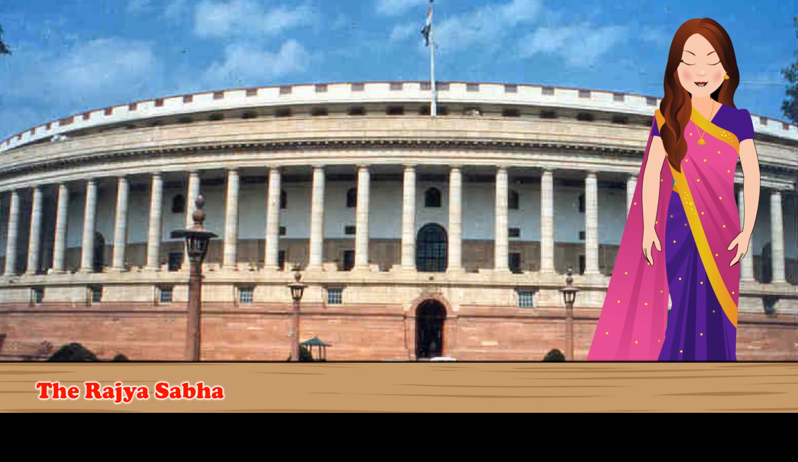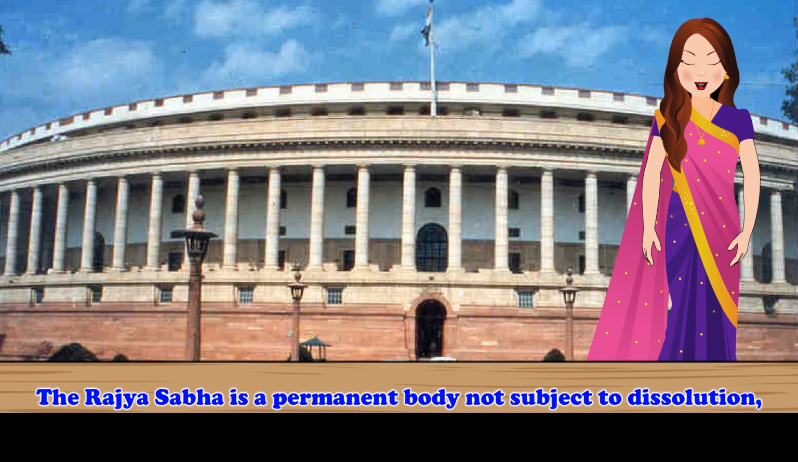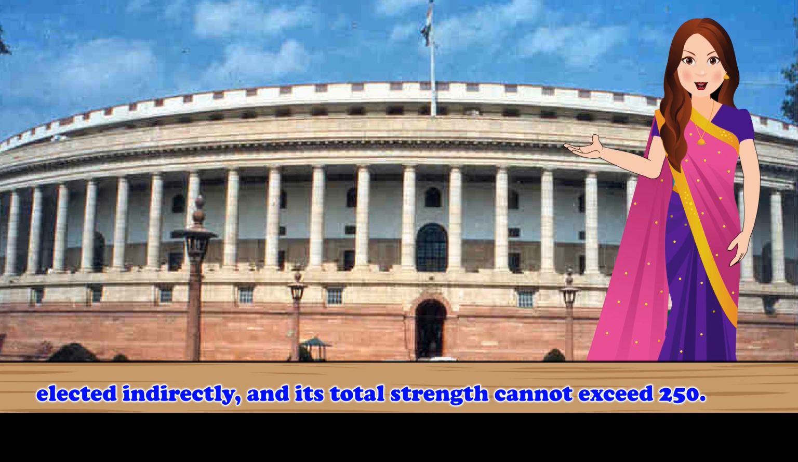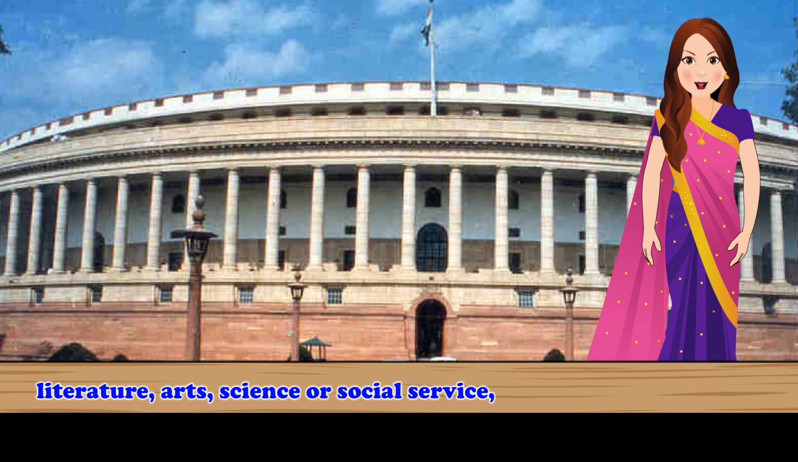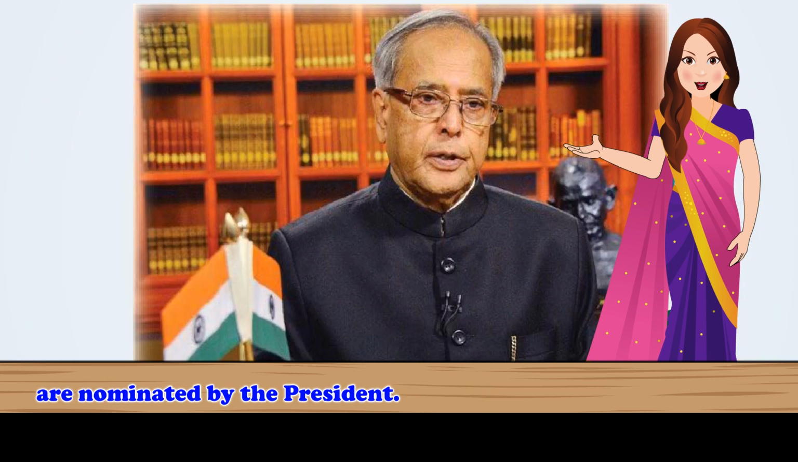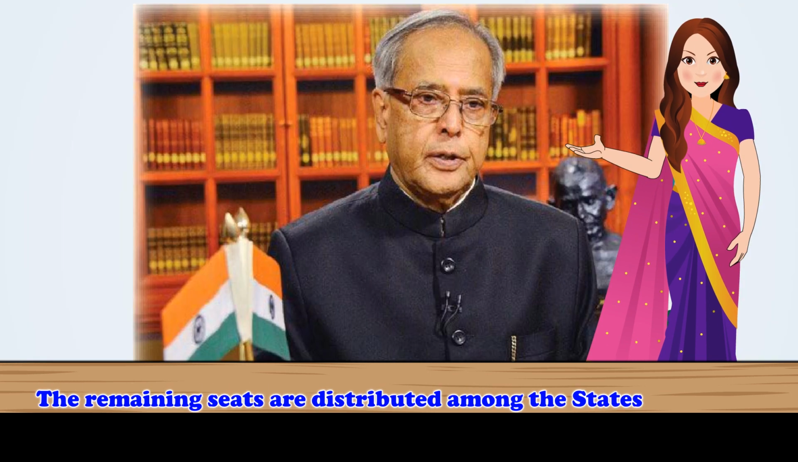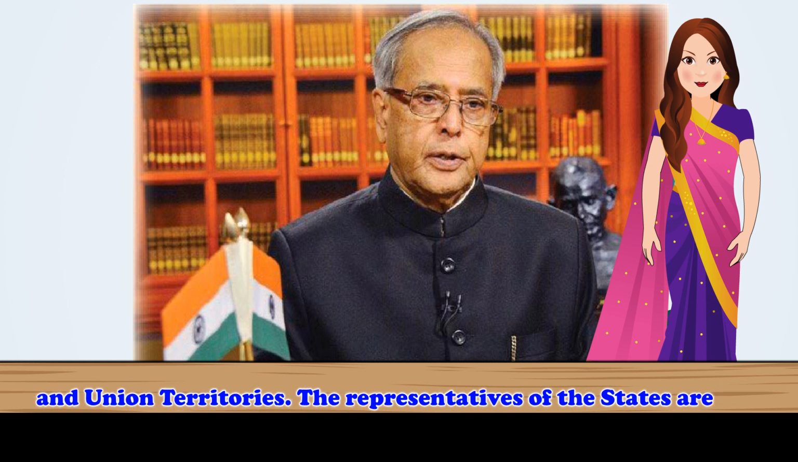The Rajya Sabha. The Rajya Sabha is a permanent body not subject to dissolution, elected indirectly, and its total strength cannot exceed 250. 12 members who have distinguished themselves in literature, arts, science, or social service are nominated by the President. The remaining seats are distributed among the states and union territories.